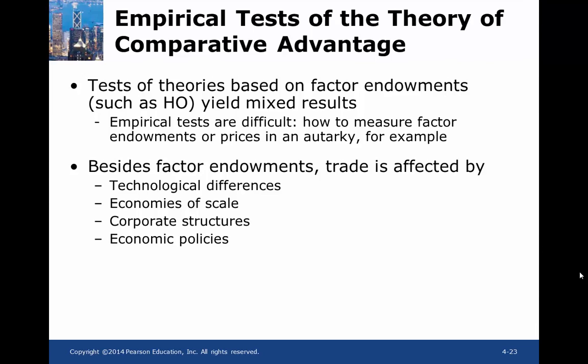Empirical tests of the theory of comparative advantage. Tests of theories based on factor endowments such as HO yield mixed results. Empirical tests are difficult. How to measure factor endowment or prices in autarky, for example? Besides factor endowments, trade is affected by technological differences, economies of scale, corporate structures, and economic policies.